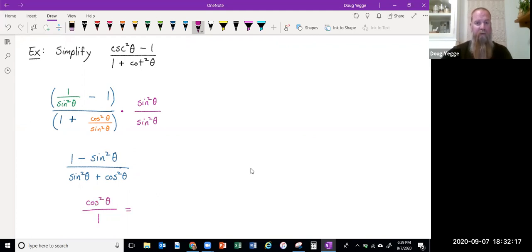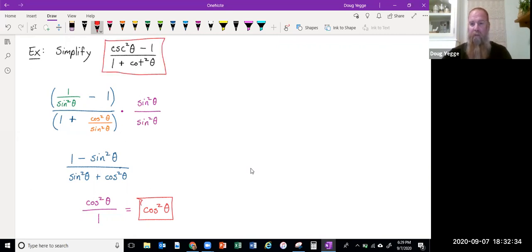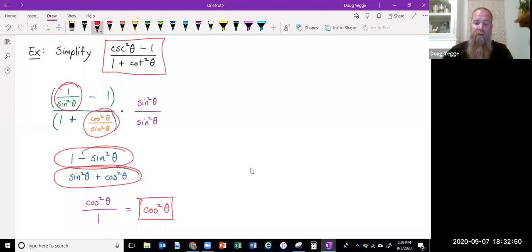And of course, cosine squared theta over 1 is cosine squared theta. And I can guarantee that that form of the expression will be much easier to deal with than the original form of that same expression. The fundamental identities, namely our reciprocal identity, a quotient, so this was a reciprocal identity. Here we had a quotient identity. Here individually we had a couple of Pythagorean identities. Using all of those separate identities, we were able to convert this into a single term of cosine squared theta.